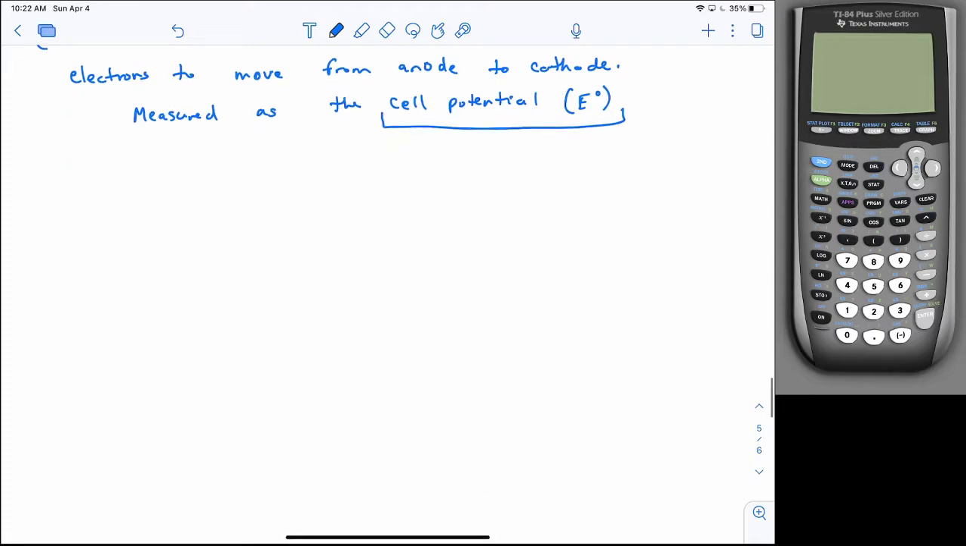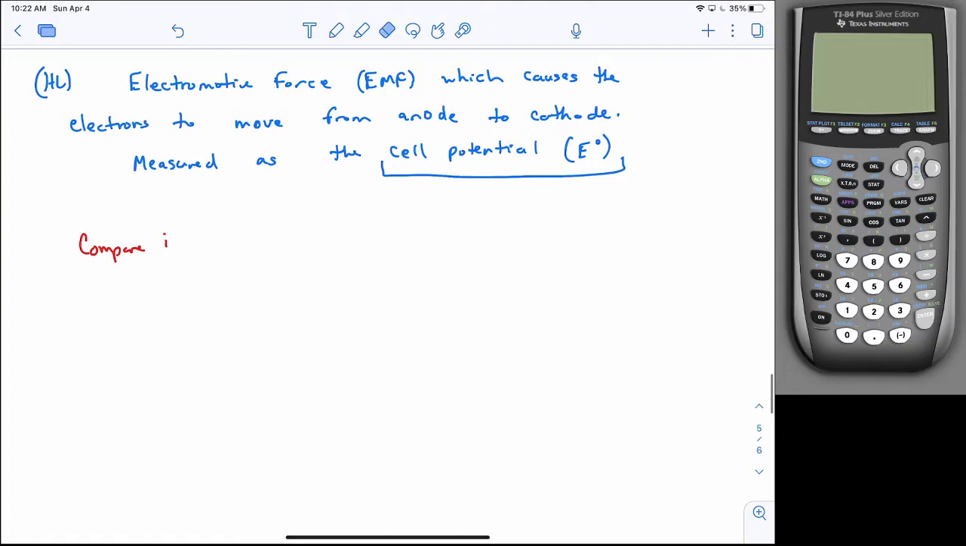And the way we get those values is we compare it. Can you scroll up a bit, please? Oh, yeah, sure. Sorry. We get those cell potentials by comparing it to a standard hydrogen electrode.